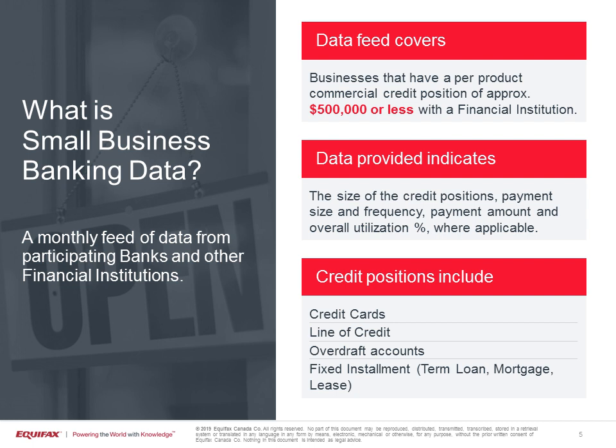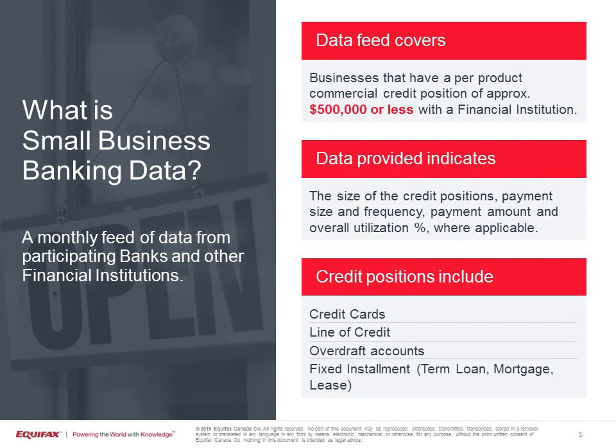Small business banking data represents a significant shift in the B2B credit ecosystem. Over the past few years, Equifax has collaborated with the financial industry spanning the traditional big banks, credit card companies, sometimes referred to as monolines, and credit unions. Based on the foundation from the consumer side of our business for delivering value and insights for personal credit reports and scores, these same institutions provide Equifax with access to the small business portfolios that they manage. These portfolios include credit cards, lines of credit, overdraft accounts, and fixed installments, term loans, mortgages, and leases.